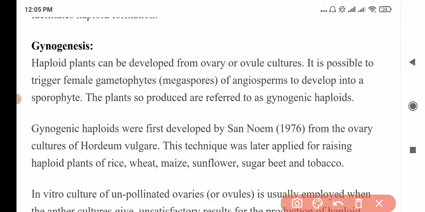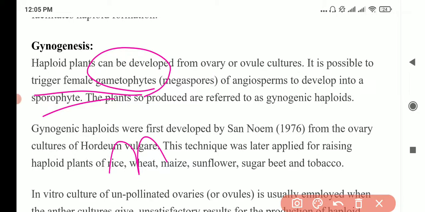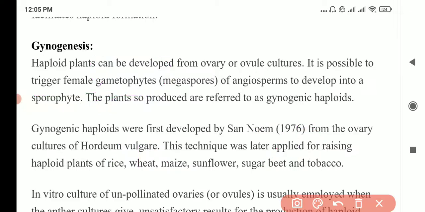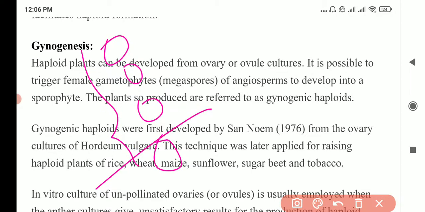We can trigger female gametophytes or the megaspores to develop into the sporophyte. Gametophyte is the plant body which is only N, and sporophyte which is 2N. So we can trigger the female gametophyte, that is the megaspores. You remember, we will get 4 megaspores after meiosis 2, and then 3 of them will degenerate. So any of these they can use to develop the sporophyte or the plant body.